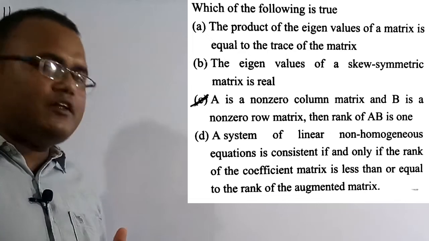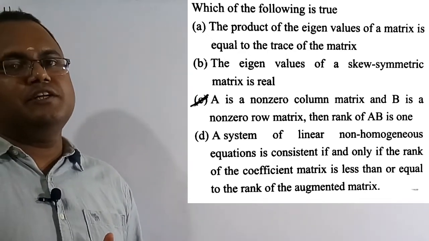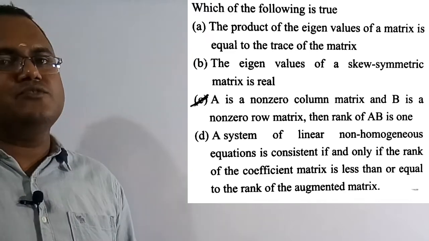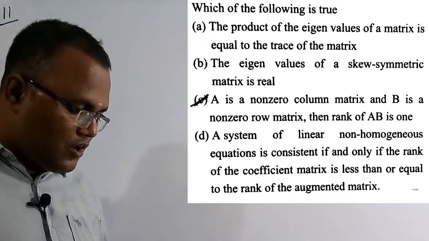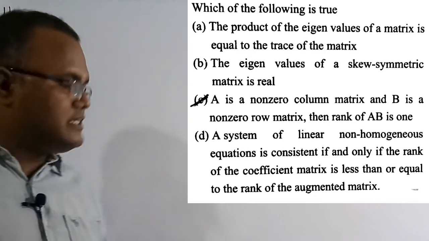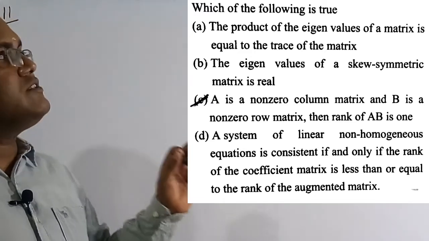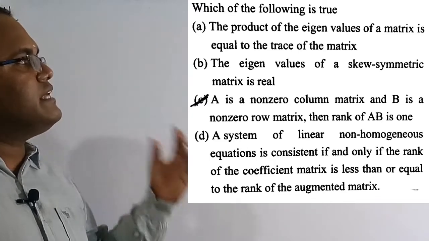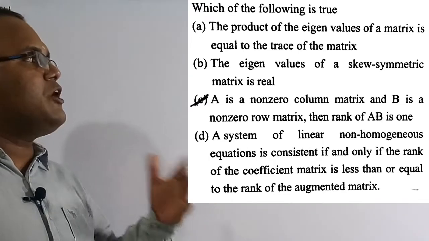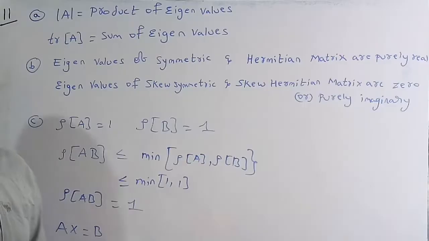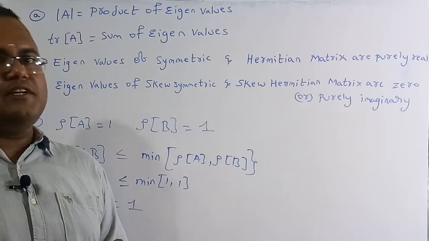So let's get started. Now we are going to solve the 11th question. See the question here: which of the following is true? Out of these four options, we need to see which option is correct. Option C is the correct solution: when A is a non-zero column matrix and B is a non-zero row matrix, then the rank of the AB matrix is always equal to 1. Now we will discuss each and every option in a detailed manner, why options A, B and D are wrong and why only option C is correct.